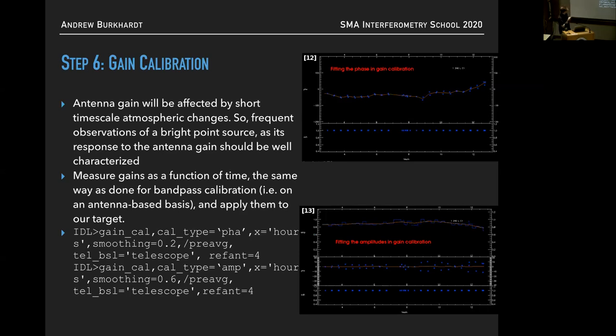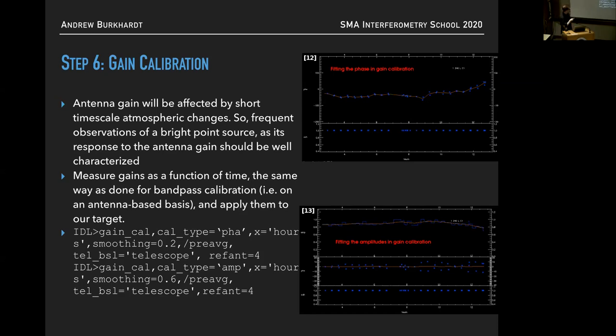But the changes we're having here are, for a lot of these, due to the fact that we're having these atmospheric changes. These occur on rather rapid timescales relative to things like changes in the bandpass. And so that's why we need to frequently go back to a bright source that's typically a point source to see how it's changing throughout the night, which is why when we do these observations, we go back and forth between our science target and our gain calibrator. We're measuring these atmospheric changes. We also measure the gains as a function of time the same way as done for the bandpass, and we apply them to our target.